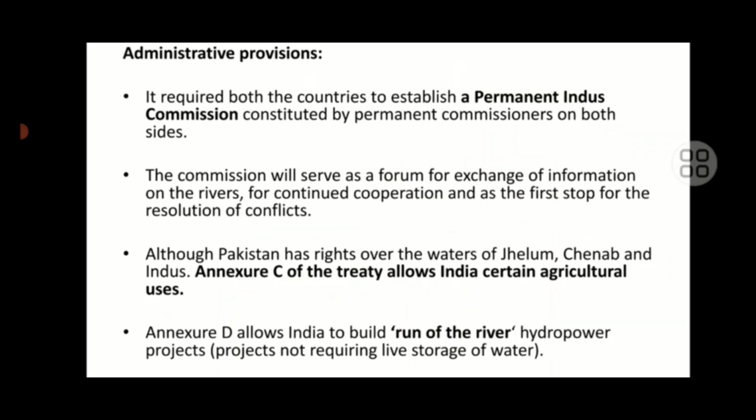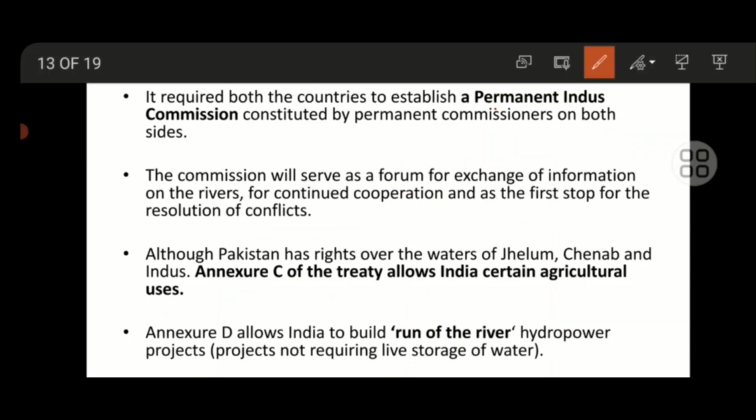It required both countries to establish a permanent Indus Commission, and the commission will serve as a forum for exchange of information on the rivers. Pakistan has the rights over the water of Jhelum, Chenab and Indus, but Annex C of the treaty allows India certain agricultural uses also. Also Annex D allows India to build run-of-the-river hydropower projects.